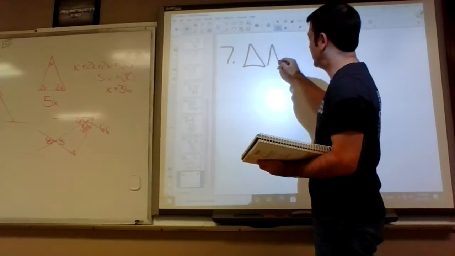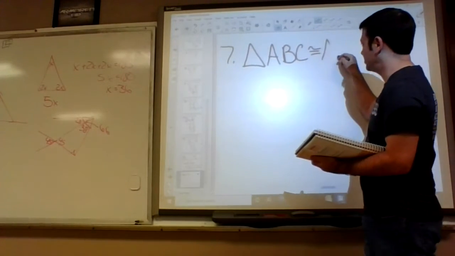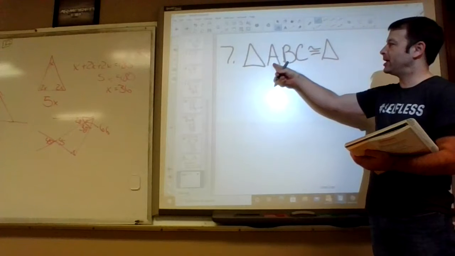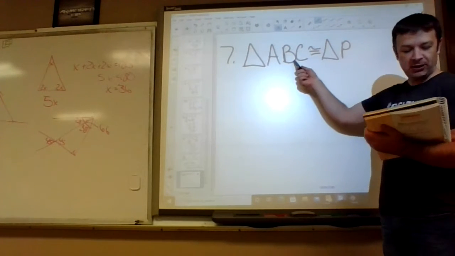So I'm going to put triangle ABC is congruent to triangle, and then I said, what does A match up with? P. What does B match up with?